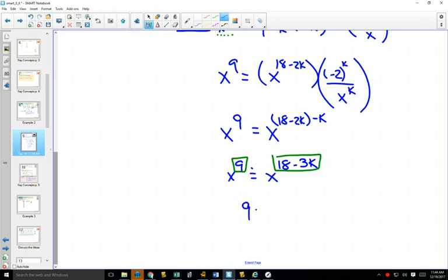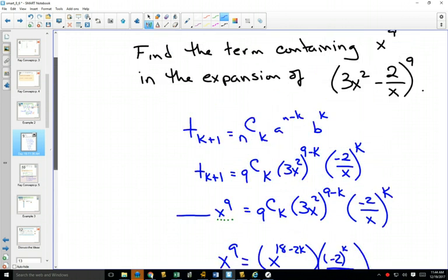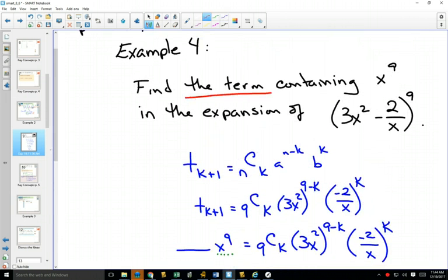So 9 has to equal 18 minus 3k. So 3k is equal to 9, and k is equal to 3. So that tells us it's going to be term 4. Now, the question didn't say find which term has an x to the 9. It said find the term. So we spent all that work just to find out that it's term 4.